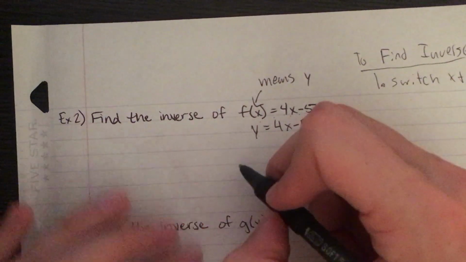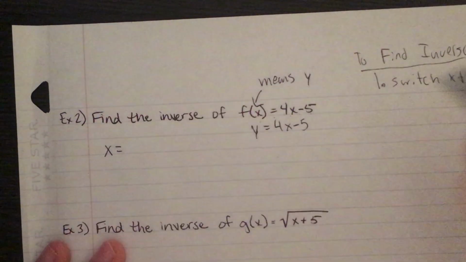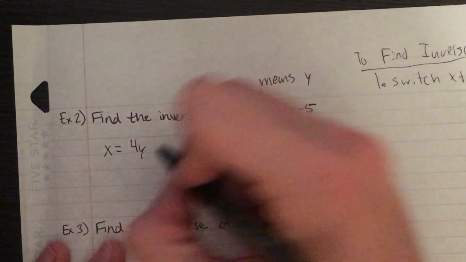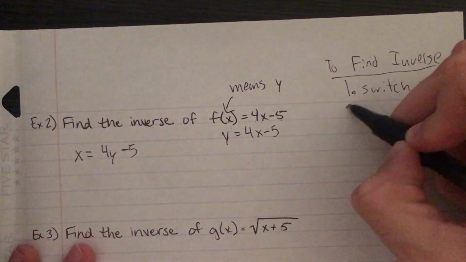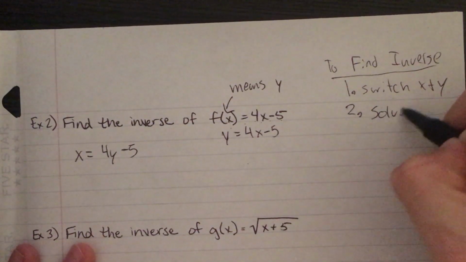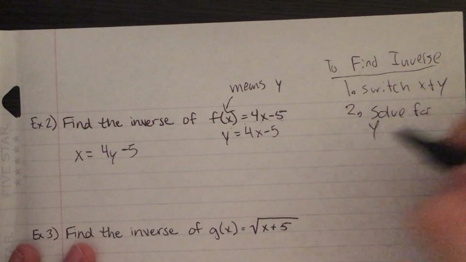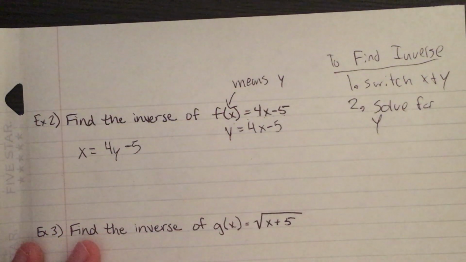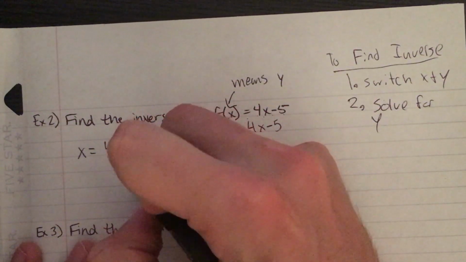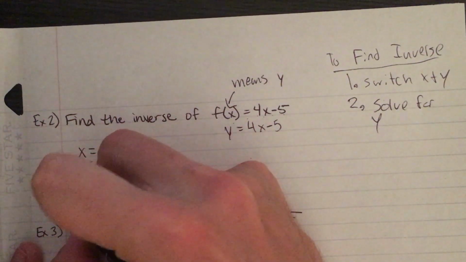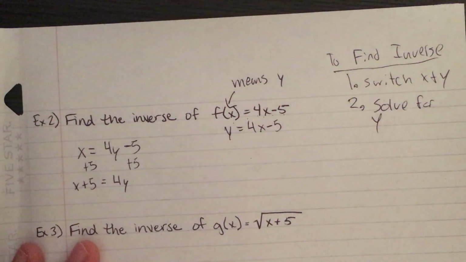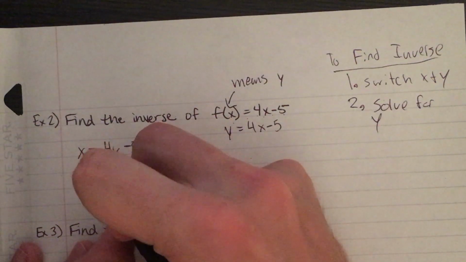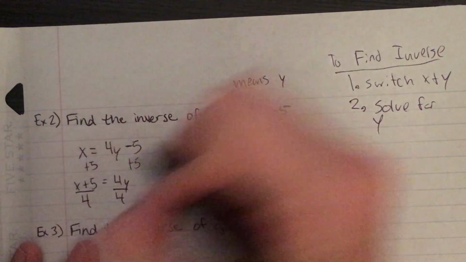So this is going to become x equals 4y minus 5. And then the second thing that we've got to do is simply to solve for y. So now we want to get y by itself. So over here we're like, okay, well, to do that, Mr. Price, I'm going to add 5 to both sides to get x plus 5 equals 4y. And then to finish that off, to get y by itself, I would divide both sides by 4.